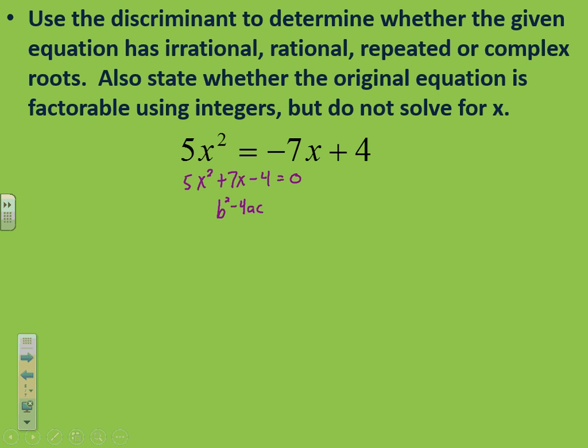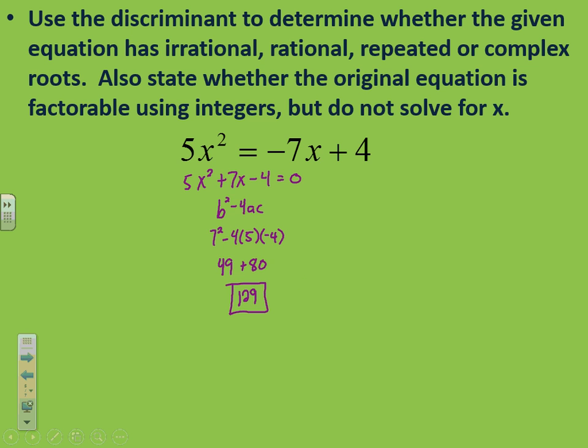Well, in this case, b is 7, so I'm going to say 7 squared minus 4 times a, which is 5, times c, which is a negative 4. And simplify the expression. Well, 7 squared is 49. Negative 4 times 5 times negative 4 will give you a positive 80. And those two like terms combine to give you 129. So that is the value of the discriminant.